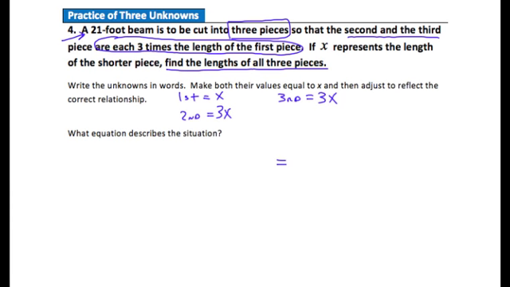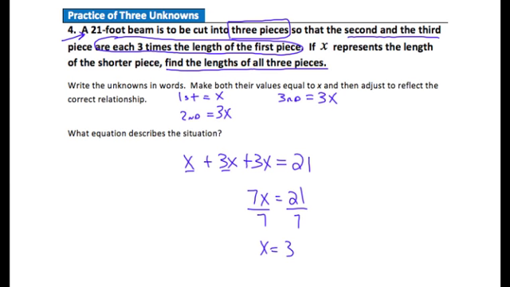Because we started out with this beam that was 21 foot long, and we cut these pieces out of that beam. That means if we added all these pieces back together, they're going to have to be 21 feet. And that's our equation. So we'll take the first, plus the second, plus the third, and they have to add back up to this 21 feet. Okay, so there's our equation. Now we're ready to solve it. Let's see, x plus 3x is 4x. 4x plus 3x is 7x. Okay, divide both sides by 7. And we'll get that x equals 3.